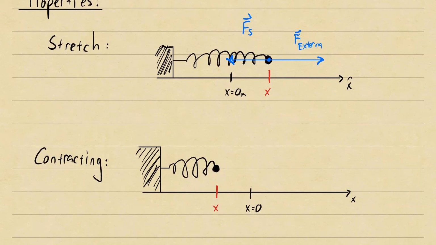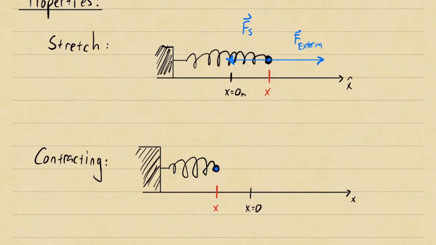Right. So in this case, because x is 0 here for our equilibrium state, anything to the left of this point is going to be negative. So in this case, this x would be some negative value. And just like before, there's going to be two forces acting on this spring, right?